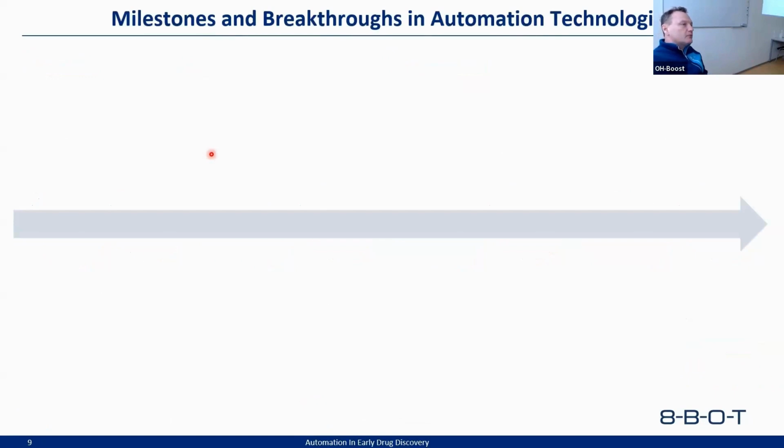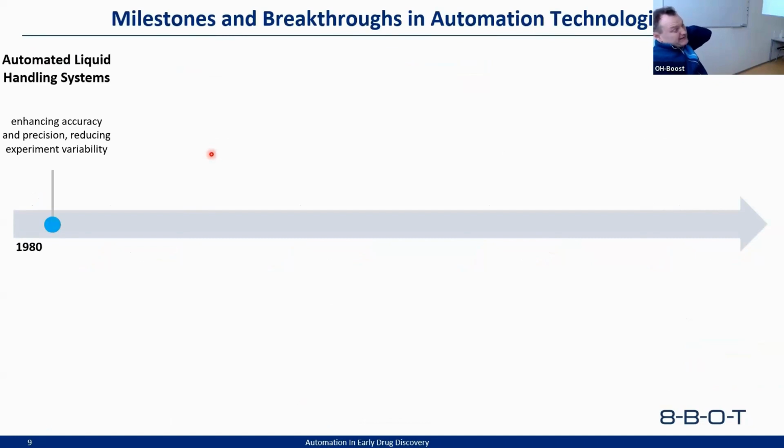Just a historical overview about automation technologies. Let's say in the 1980s, I would say the first automated liquid handling systems at least were ideas in the labs.